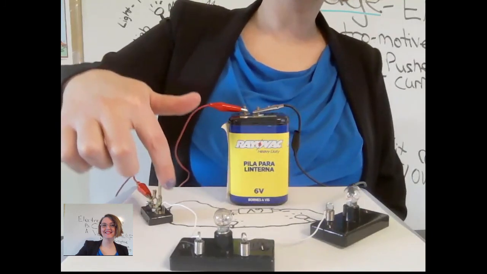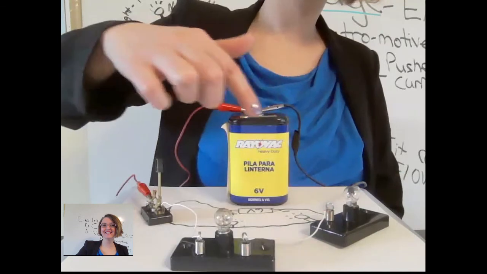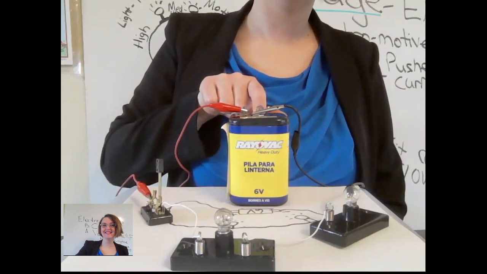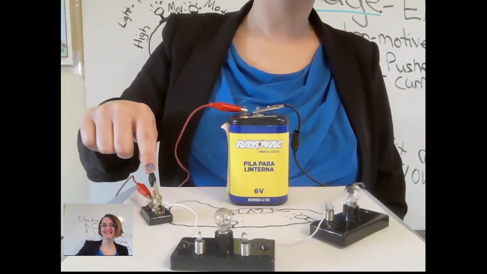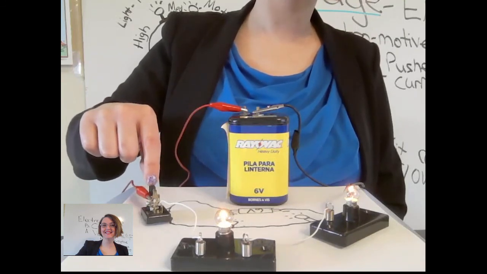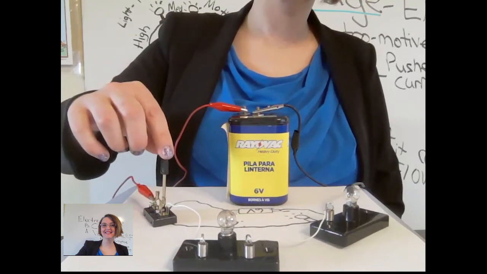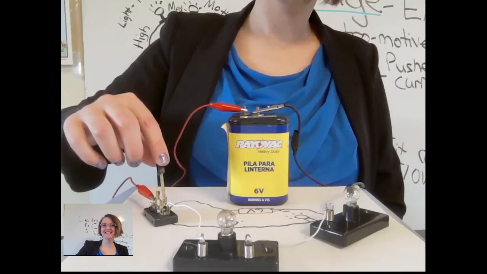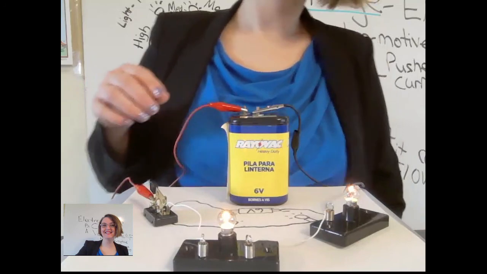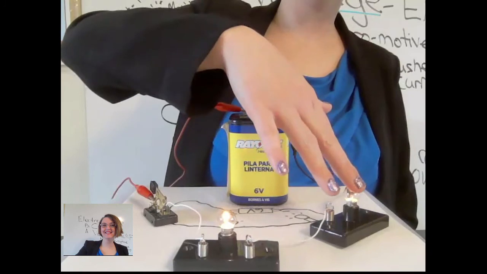Then I have a wire that connects the switch to the bulb, connects to another bulb, and then this black wire is being used to connect to the negative terminal. So the circuit is closed when the switch is closed. The circuit is open when the switch is open. So the circuit will convert electrical energy into light energy.